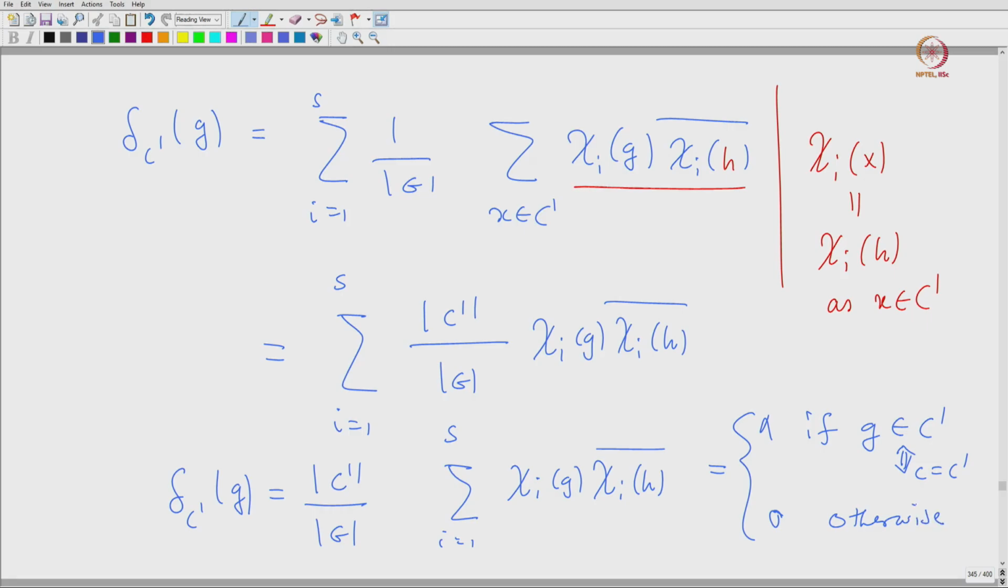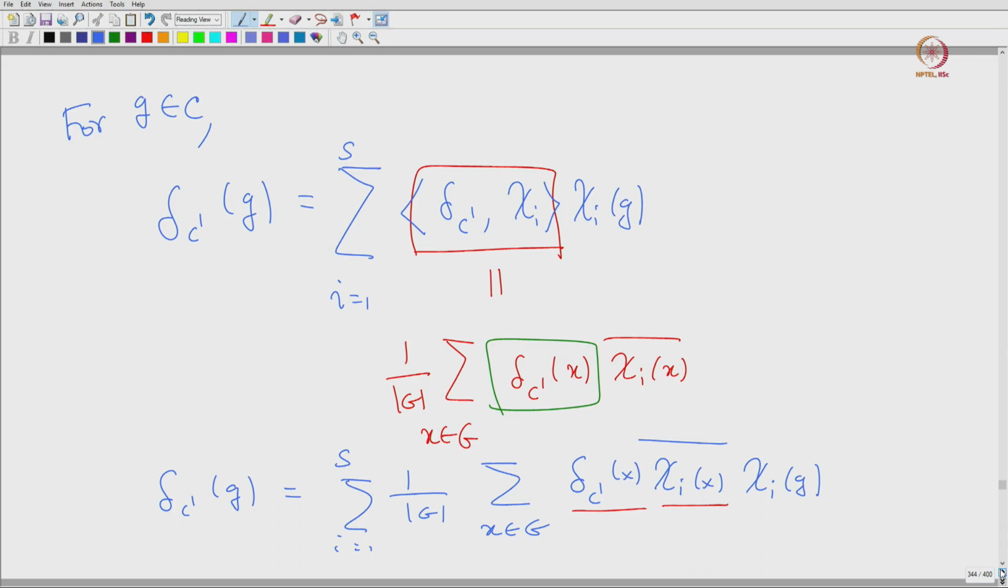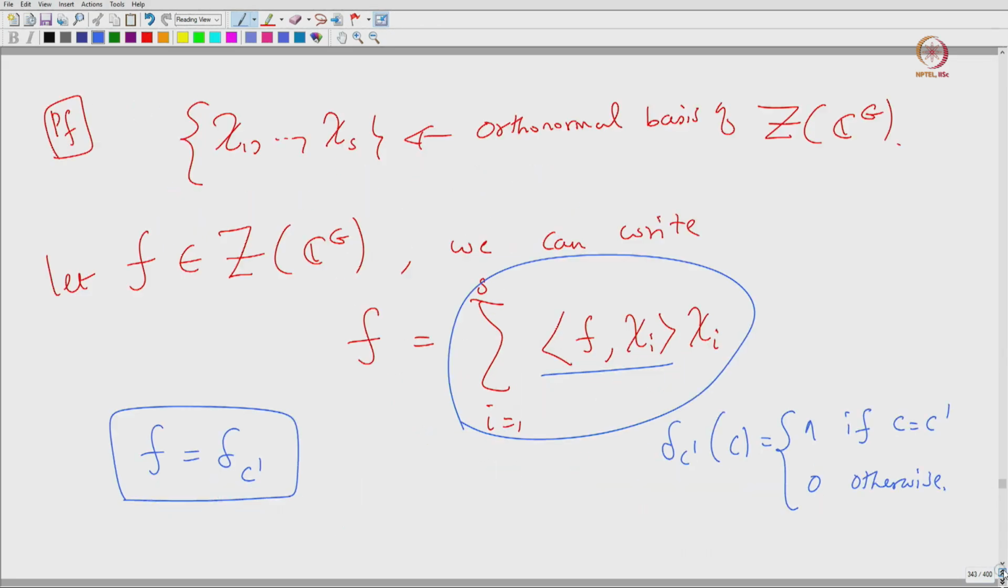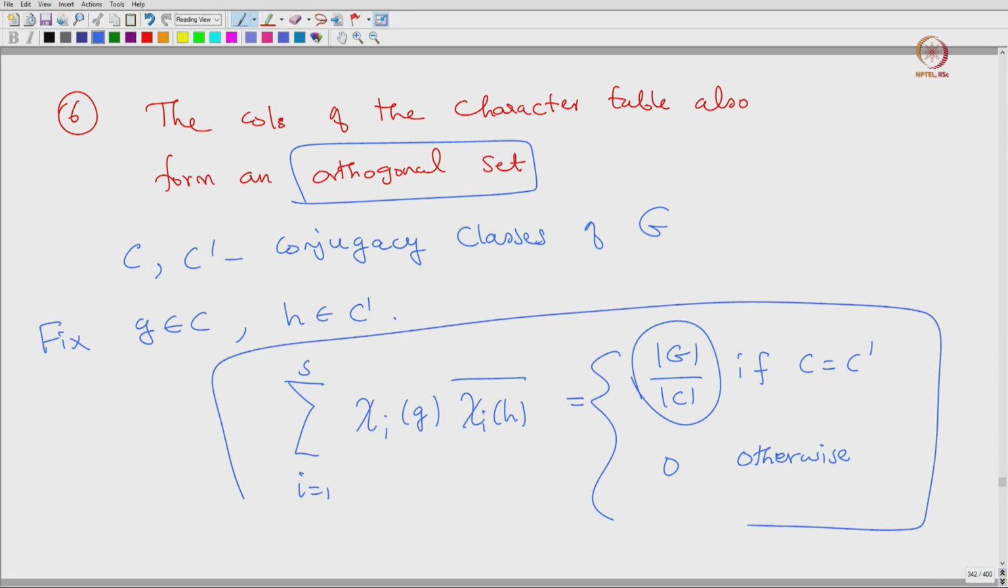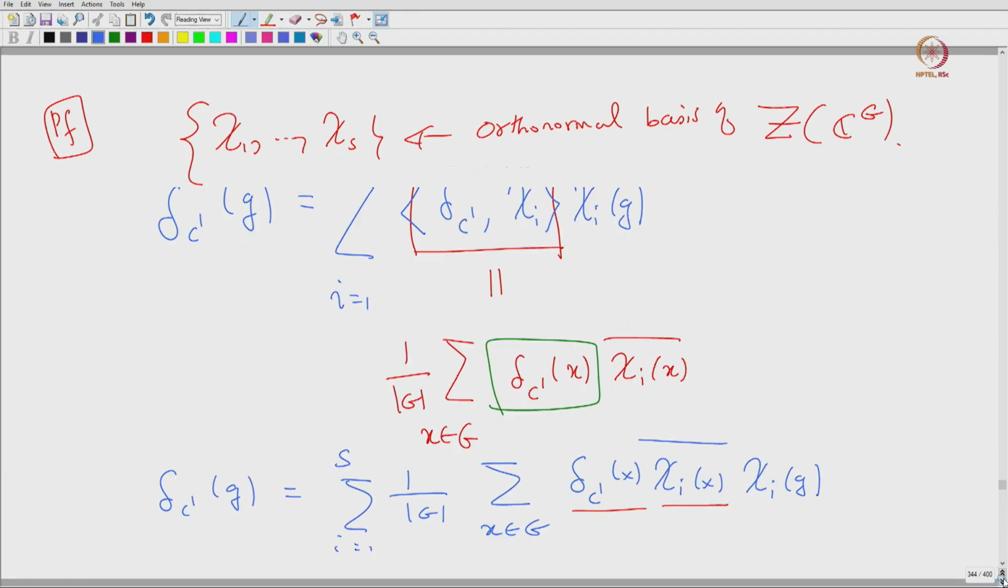So, this proves that the sum of the values that we were interested in satisfies what we wanted. So, this is indeed true. This proves that the columns of the character table matrix form an orthogonal set. So, we have proved that the rows form an orthonormal set and the columns form an orthogonal set. In particular, the character table matrix is indeed invertible. So, let us record it.